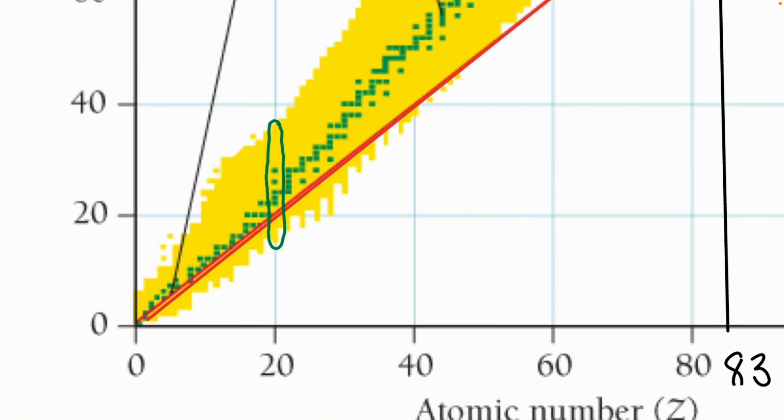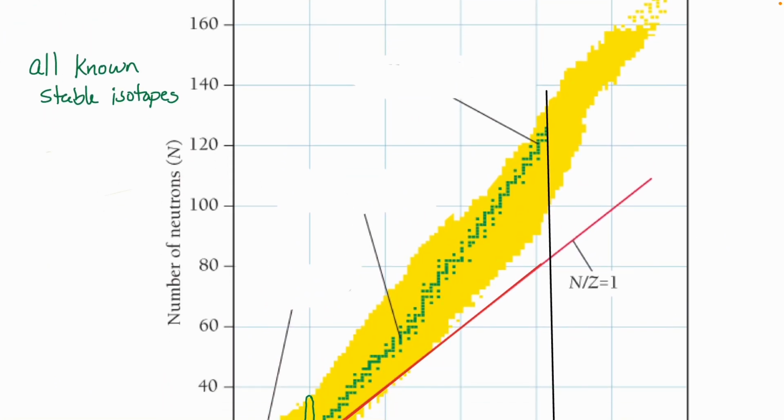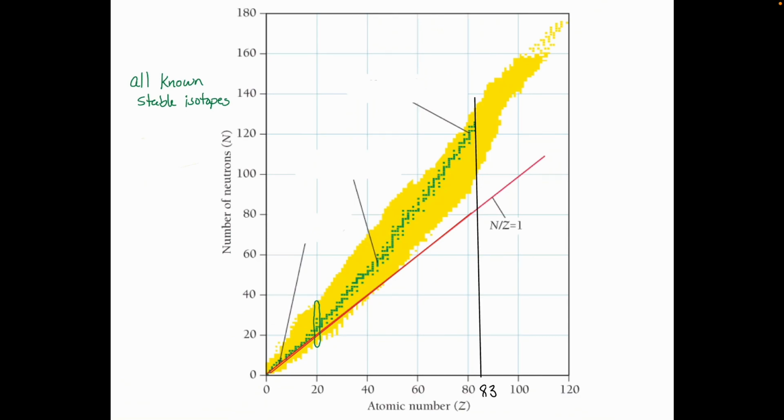So again, a particular column here represents an element, and within that column, we see all the different isotopes of that element. Some of them are stable, those are the green ones. The yellow ones are the unstable, all unstable isotopes.